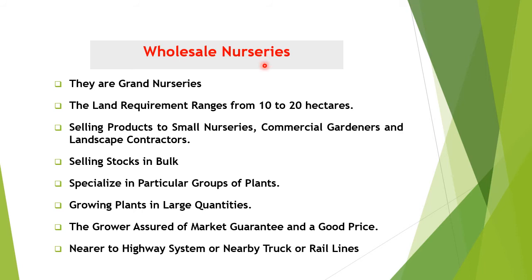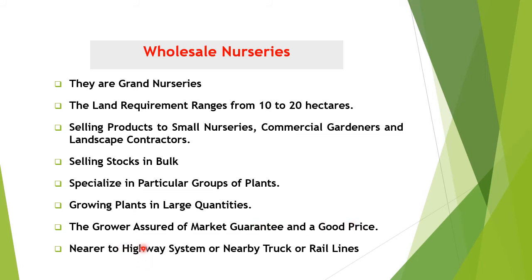Wholesale nurseries, as the name signifies, sell their stocks in bulk. They are grand nurseries. The land requirement ranges from 10 to 20 hectares. They sell products to small nurseries, commercial gardeners, and landscape contractors, selling stocks in bulk. They specialize in particular groups of plants. They'll be selling a limited number of products, growing plants in large quantities. The grower is assured of market guarantee and a good price.